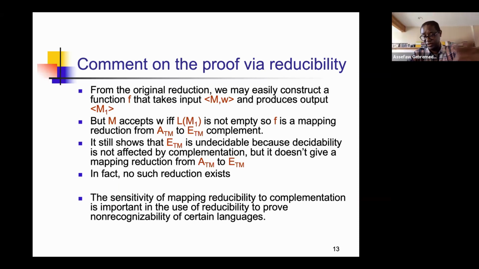So from this original reduction, which is what I showed you in the slide now, we may easily construct a function that we could call a mapping reduction, the function f, that takes M, W, the description of the machine and the input string, and produces an output like M1 would do. But M accepts W, I should have made the W red there, so you can see it, but I forgot, if and only if the language of M1 is not empty. So f is a mapping reduction from ATM to ETM complement, not ETM itself. And so it was doing the opposite.